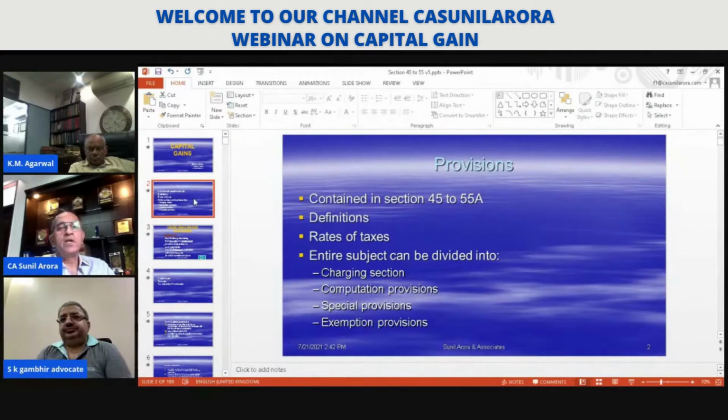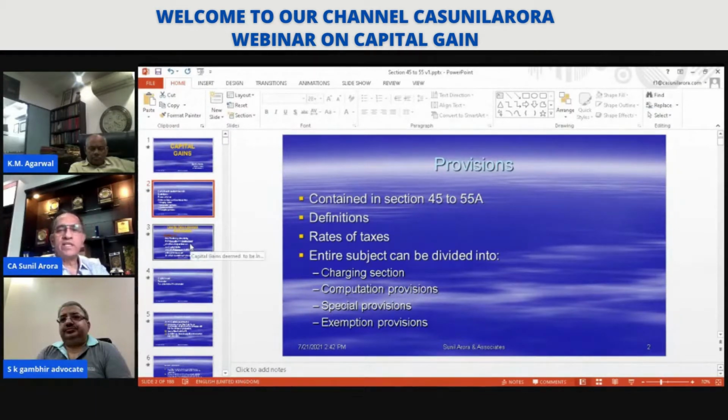Now, if you look at it, the entire subject can be divided into 4 categories or sections. One is the charging section, and then we have the computation provisions. There are some special provisions in capital gains, and then we have the exemption provisions also.